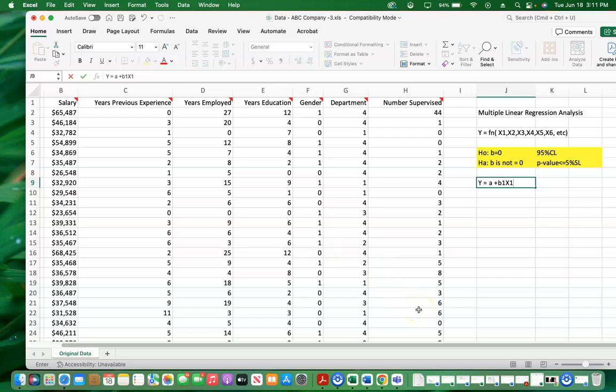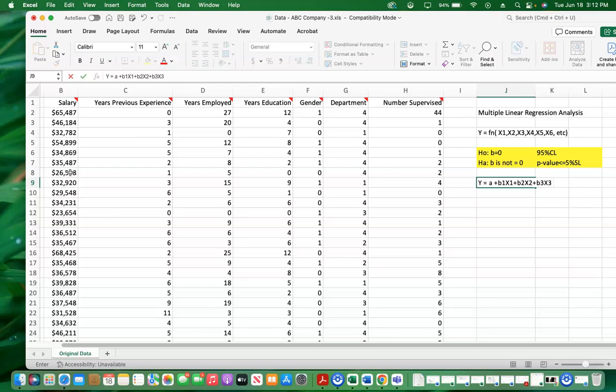So now again, we're going to add years employed, meaning that the more years you are employed in the company, the more your salary will be. So we're going to add the slope of that second variable, which is years employed. Years of education, we will put the plus sign, meaning that the more years of education you have, the more salary you may have. So in this case, we're going to see the slope of that effect, which will be b3x3.